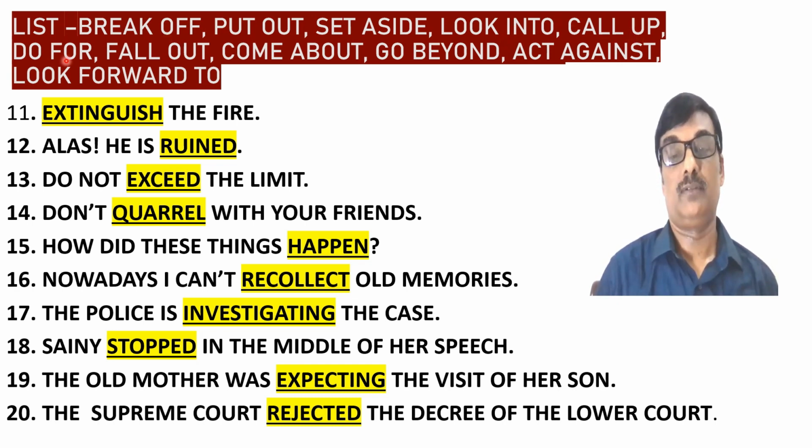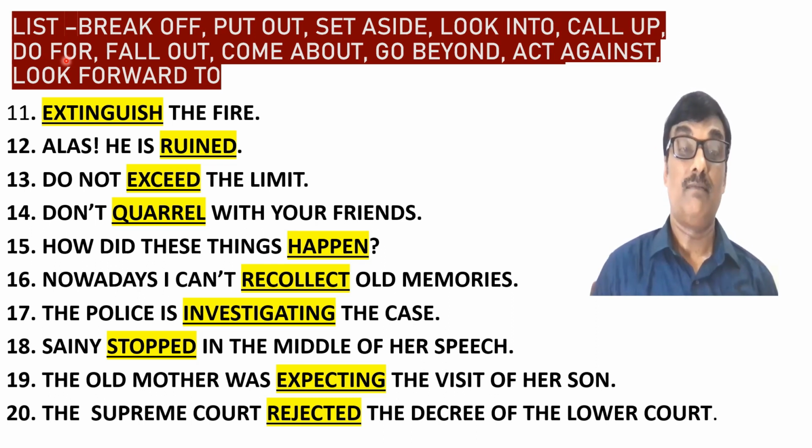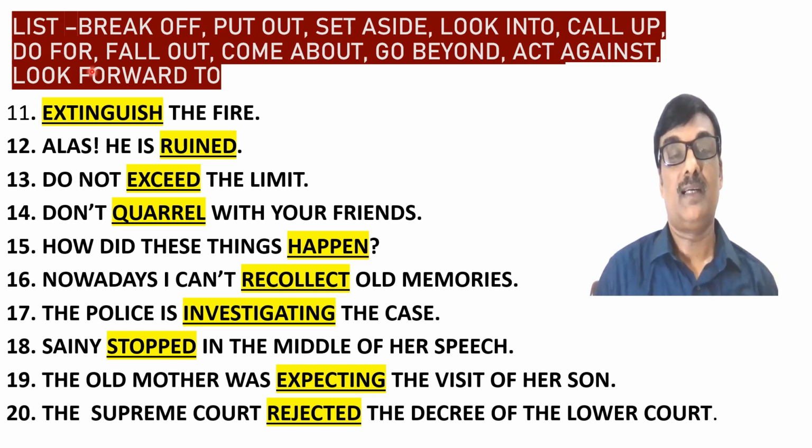Next comes do for. Do for means ruin. Very strange: do and for have no connection with the word ruin, but when they are put together, their meaning becomes ruin. Next, fall out means quarrel. Come about means happen. Go beyond means go away.